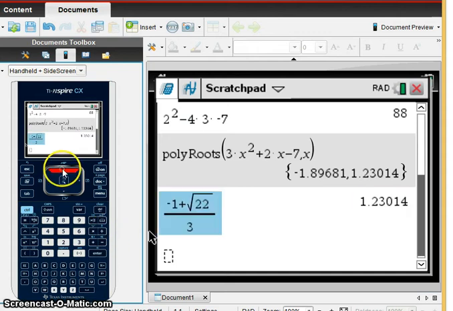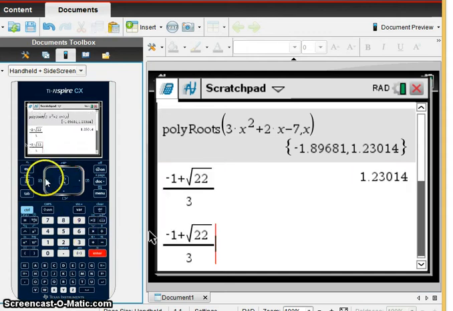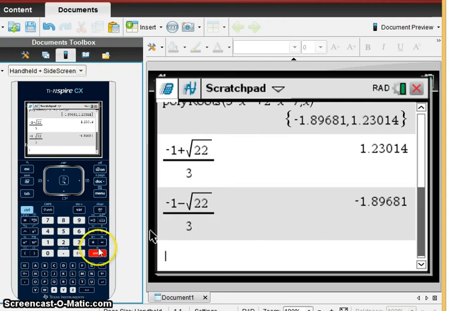All right, and then I'm just going to arrow up and copy this so I don't have to type it all again, because all we have to change is that plus to a negative. So delete that, change it to a minus, and enter, and there's our negative 1.89.